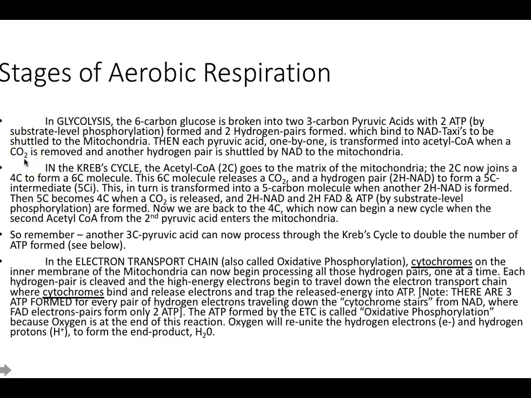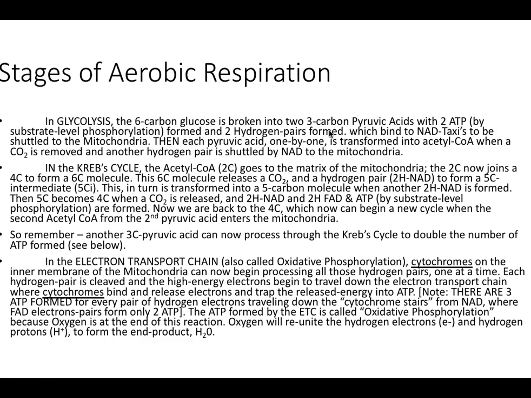Then each one of those pyruvate or pyruvic acids is transformed into acetyl-CoA when carbon dioxide is removed. And the other thing that happens is there's a hydrogen pair that is also split off and goes by the taxi of NAD to the mitochondria. And I managed to forget, I didn't forget it, but it's right here. You make an ATP and you make 2 hydrogen pairs. Okay, so you break glucose, C6, into two 3-carbon pyruvate. You make 2 ATP and you break off 2 hydrogen pairs.